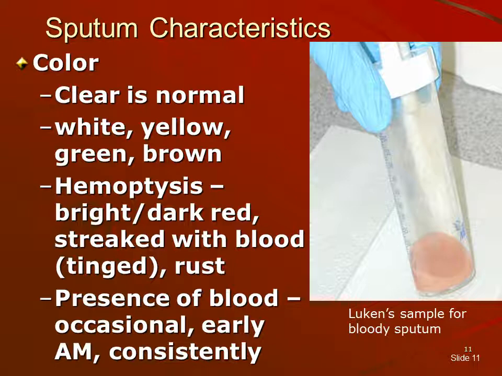Usually early in the morning is when most sputum is coughed up by the patient, but if it's consistently happening, we may be a little concerned. To the right, that's a Lukens sample with a bloody specimen in there, and Lukens is just the way that the specimen is obtained. For example, if the patient is having nasotracheal suctioning performed, where we're sticking a suction catheter down into their trachea to remove contents within their lungs, it would go into the container to the right called a Lukens sample.